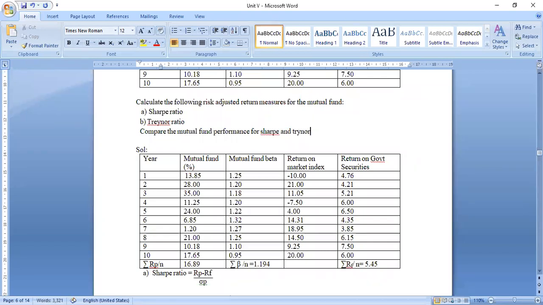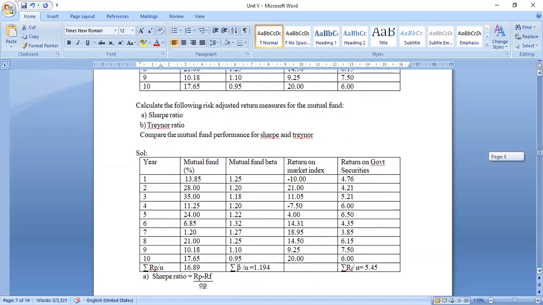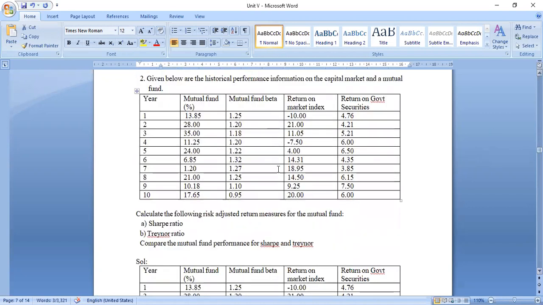Okay. Now what is the change here that we will notice? Now when it comes to risk adjusted return, we are using this particular formula: RP minus RF divided by standard deviation of portfolio, and even for Trainer we are using RP minus RF divided by beta of the portfolio. Because it is risk adjusted return, we are going to focus more in case of return. Now when it comes to Sharpe ratio, we are focusing on the standard deviation.